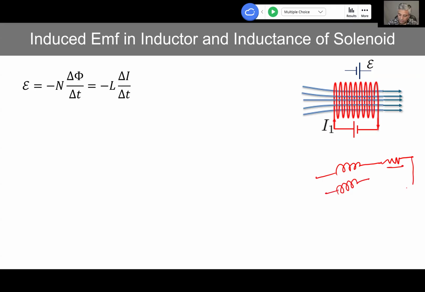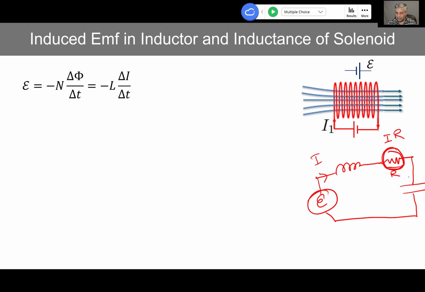Resistance, just like we had a capacitor on the circuit, right? So we can put that. Let's suppose we have some EMF there, and current I flows through that. In that case, we know the voltage over here in the resistance is I times R, assuming it has a resistance R.